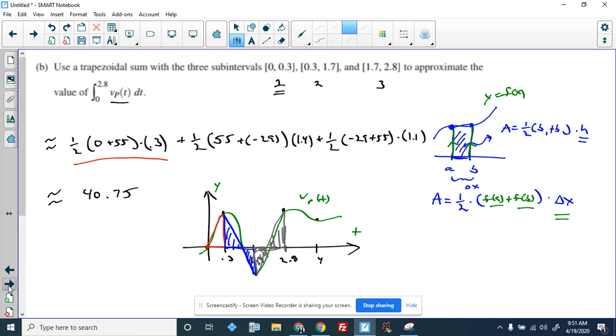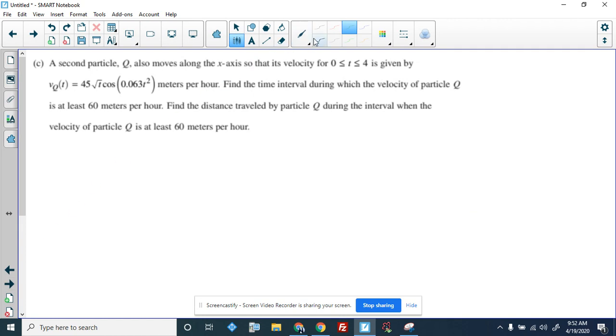Let's move on to the next question, which is this. It says a second particle, Q, also moves along the x-axis so that its velocity between 0 and 4 is given by, so they give you a function now in meters per hour. In the first part, they gave you a table of values for a velocity function. Now they give you a function. They're big on doing that. Let's show you how to do something numerically with just values, and now how to do something when you're given a function. It says, find the time interval during which the velocity of the particle Q is at least 60 miles per hour.